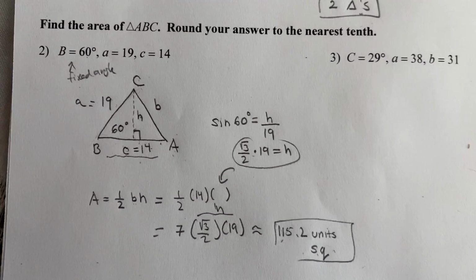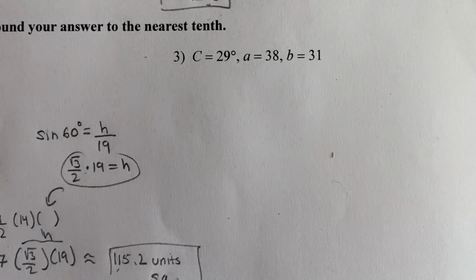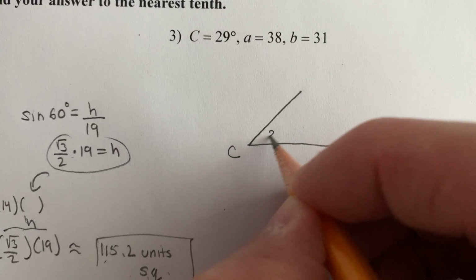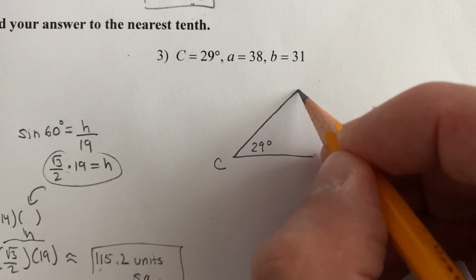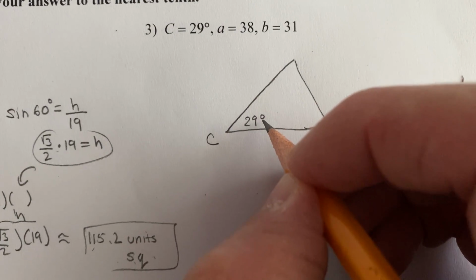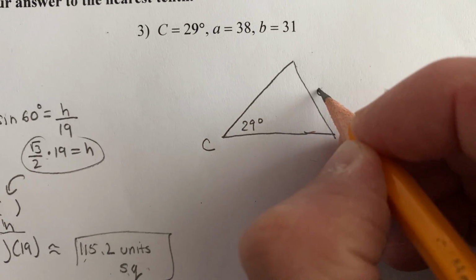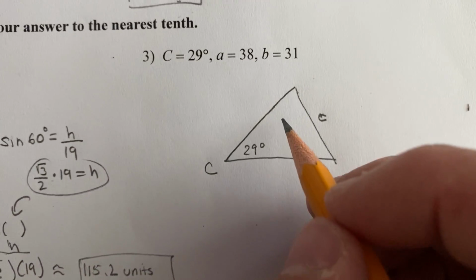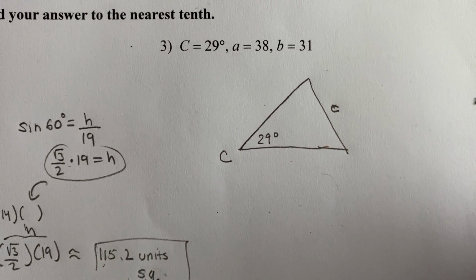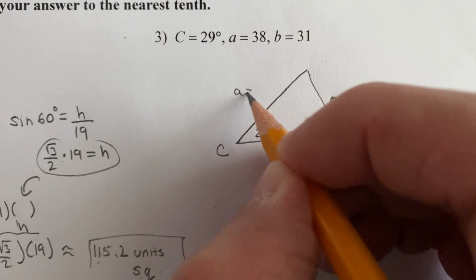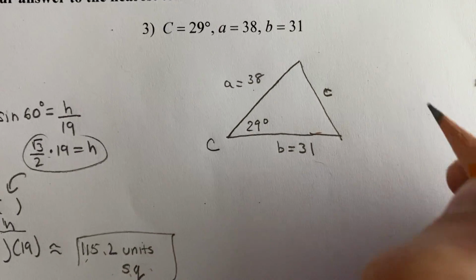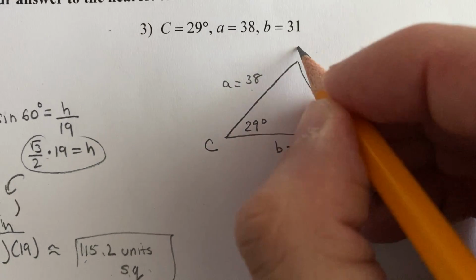If that example is a little confusing, let's do one more here. They said C is 29 degrees, so this time right here, I'm going to call it C, which is 29 degrees. If that's capital C right here, my angle C is 29 degrees. Little c is the side that's opposite, so we'll call this lowercase c. And again, it doesn't matter how you want to label. It does not matter. So I'm just going to call this guy right here little a, which is 38. And I'm going to call this guy right here little b, which is 31. And that means this is capital A, this is capital B.